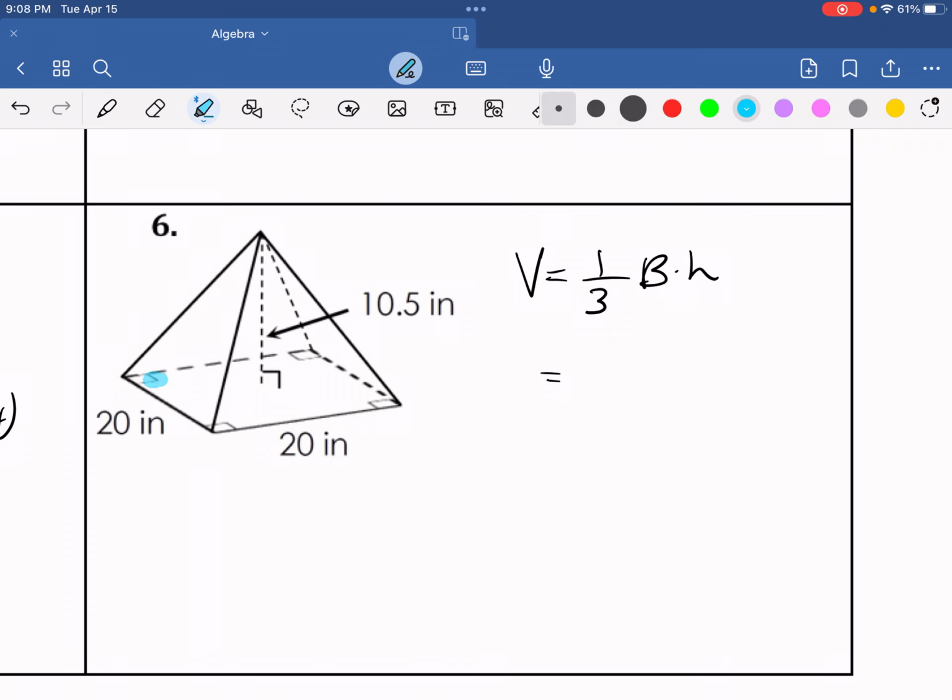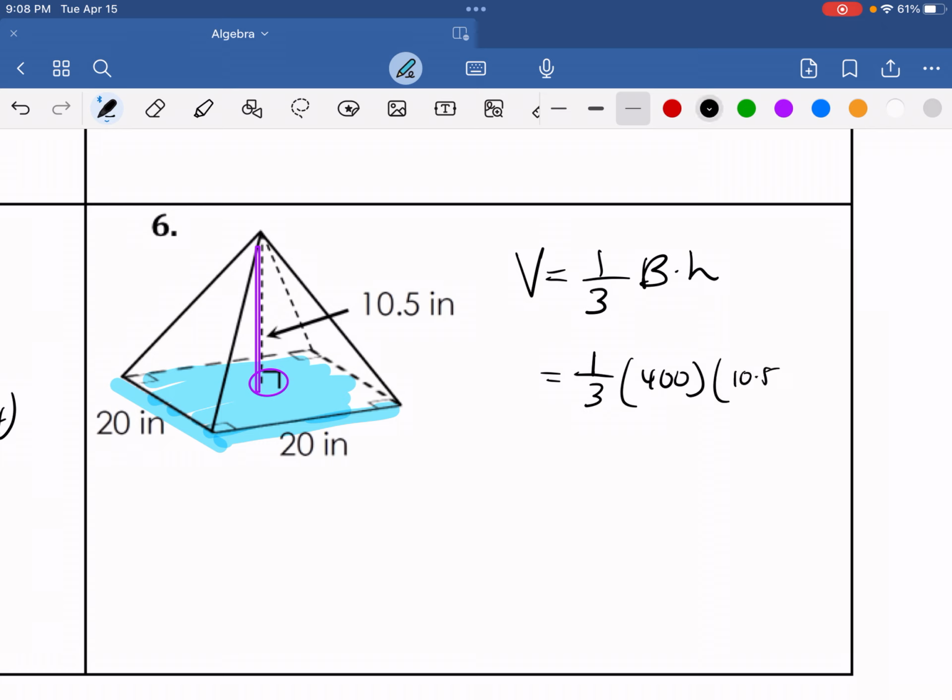The area of the base is a rectangle, and that's just length times width. You just multiply 20 times 20. So that'd be 1/3, and 20 times 20 is 400. And then the height, how tall it is, is 10.5 because it does have that 90. So the height is 10.5, and we just multiply them all. So 1/3 times 400 times 10.5. And we get 1,400 inches cubed.